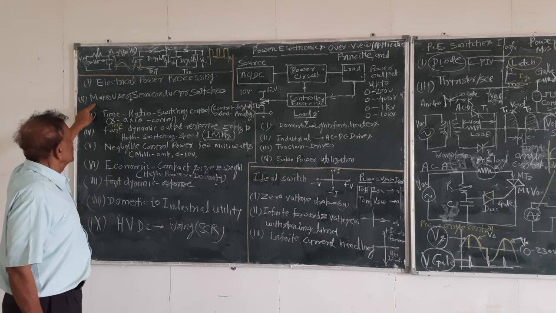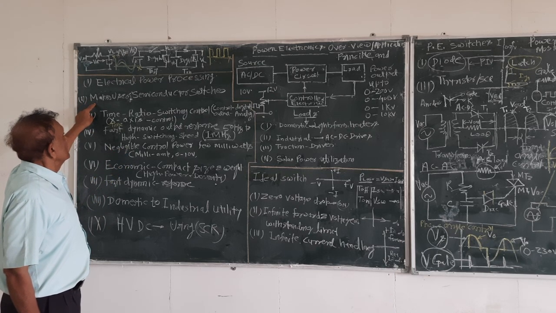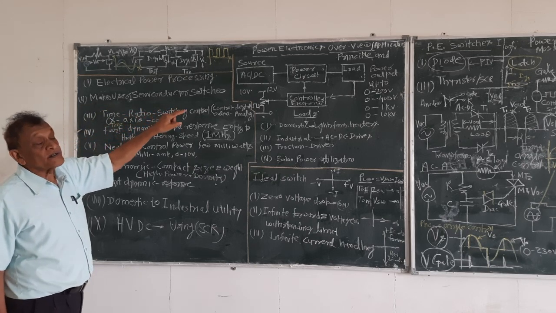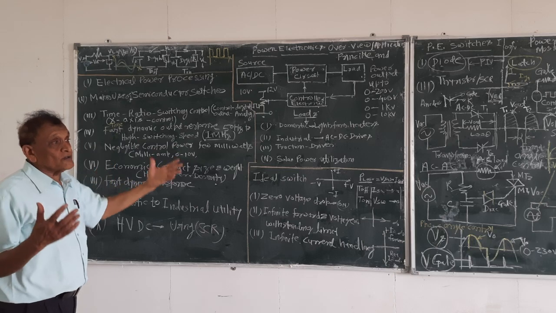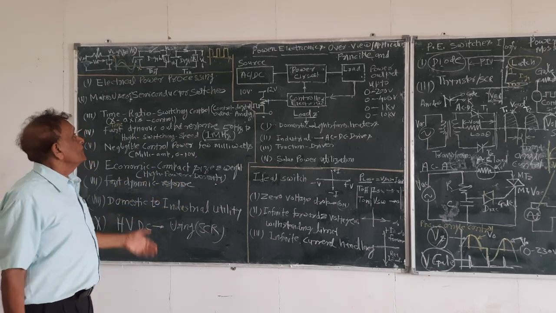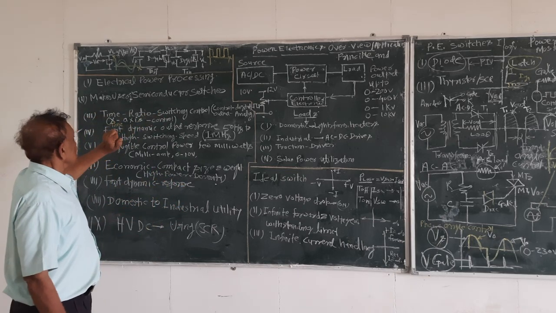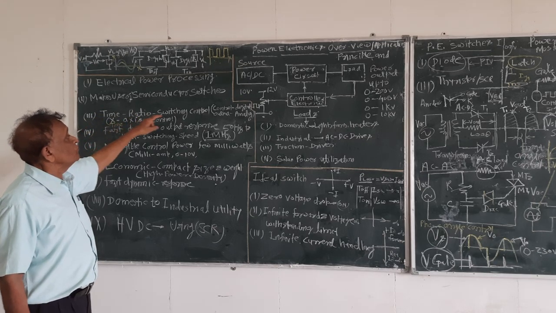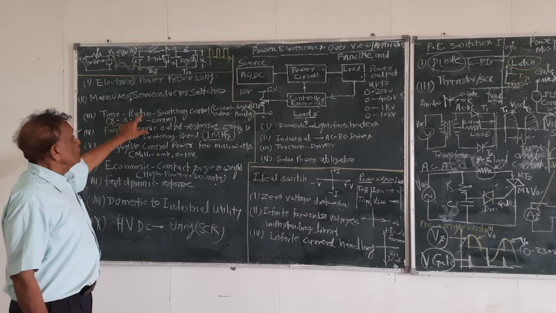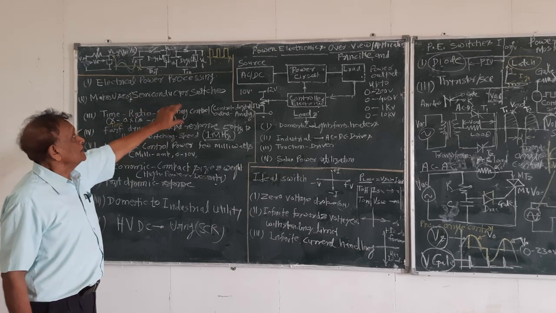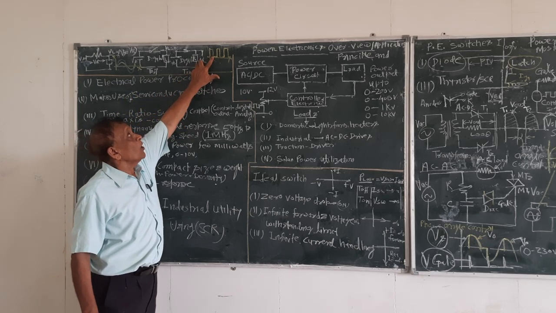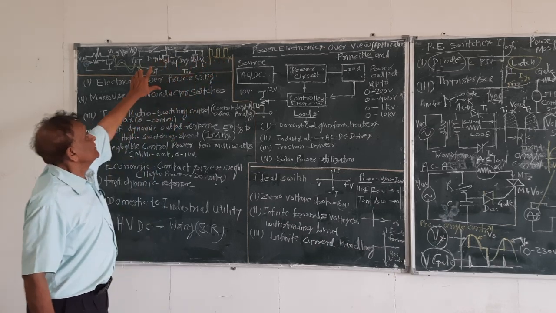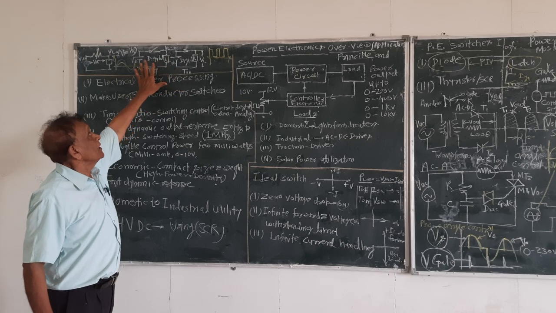Another thing that is done with the help of power electronics is it makes use of semiconductor switches. Power electronics performs its work with the help of power semiconductor switches, and what it does is time ratio switching control. Time ratio means on for some time, off for some time, on for some time, off for some time.